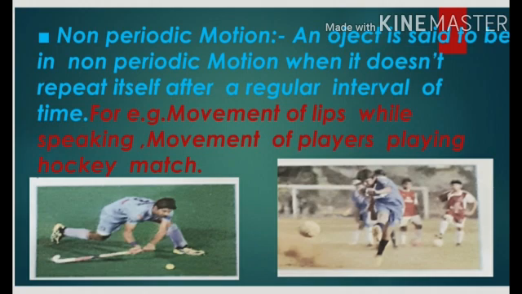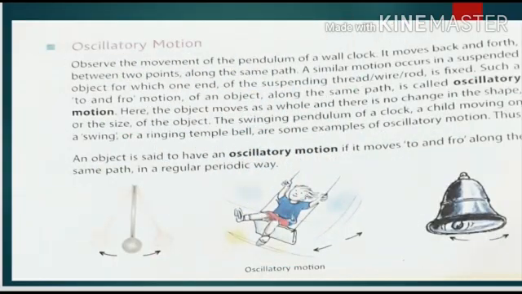Now come to the last category of motion, that is oscillatory motion. To understand this type of motion, let's see the pictures given here. And definitely you have a pendulum clock in your houses. The movement of that pendulum is to and fro. Same point but moving back and forth. Likewise in the case of a swing and a ringing bell.